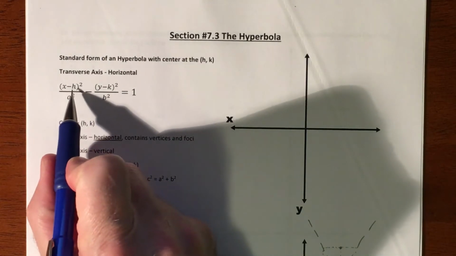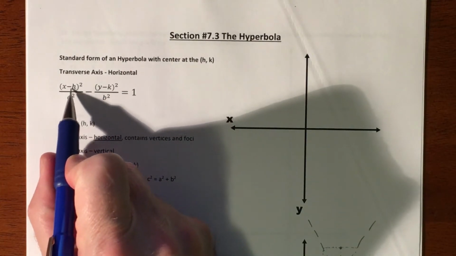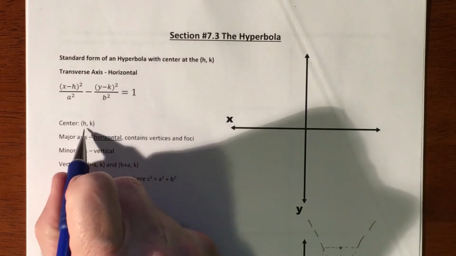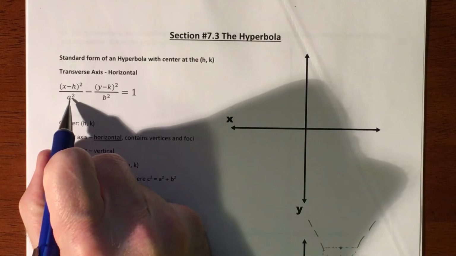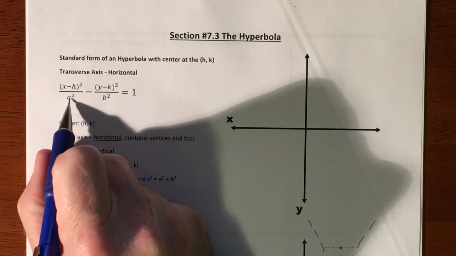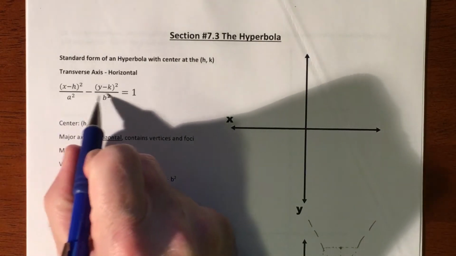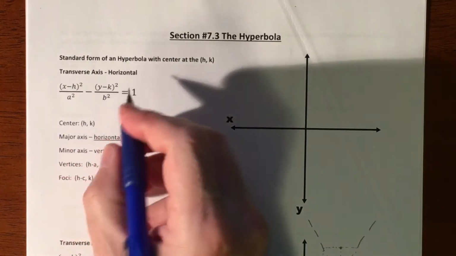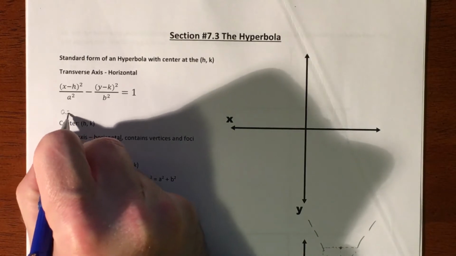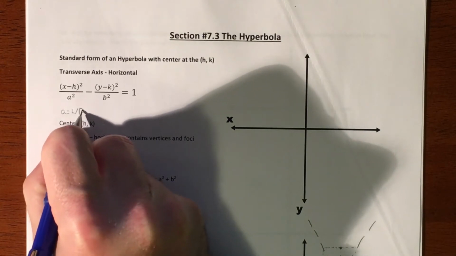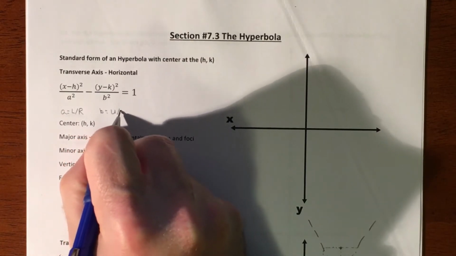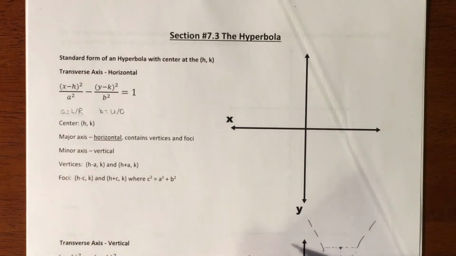Your center is still going to come from the left and right shift from your H, and the up and down shift from your K. So that's going to be your center. Whatever's underneath your X's is always going to be your left and right from the center. This is still going to be your up and down, but you're going to have to square root both of those. So you'll have to turn your A squared into A, and that's going to be your left and right from the center. And then your B is going to be your up and down from the center. So all of that still matches your ellipse.